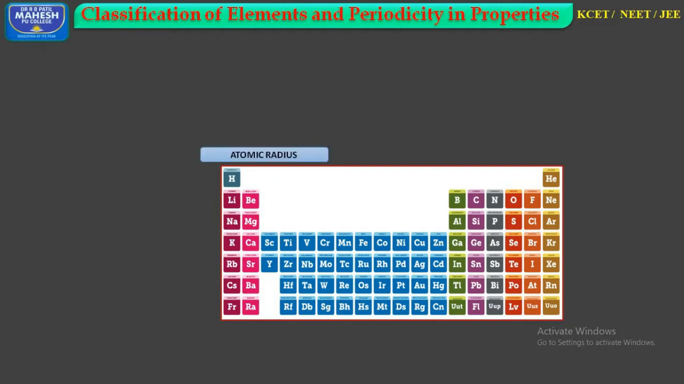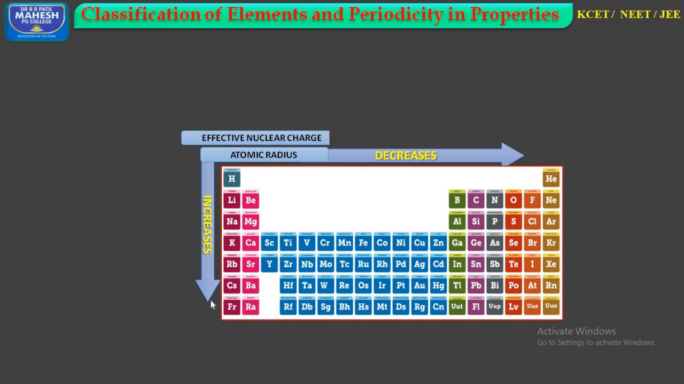The first one is atomic radius. Atomic radius, students, gradually decreases across the period because addition of electrons in the same shell occurs, whereas down the group atomic radius increases, because addition of the valence electrons in a new shell occurs.